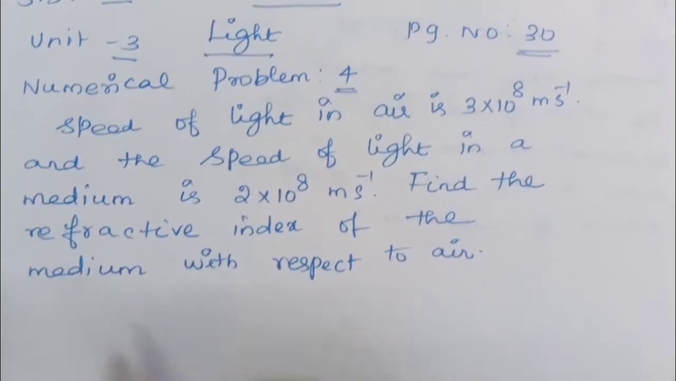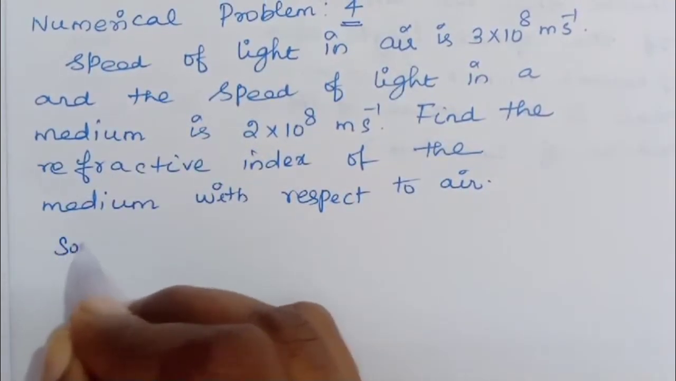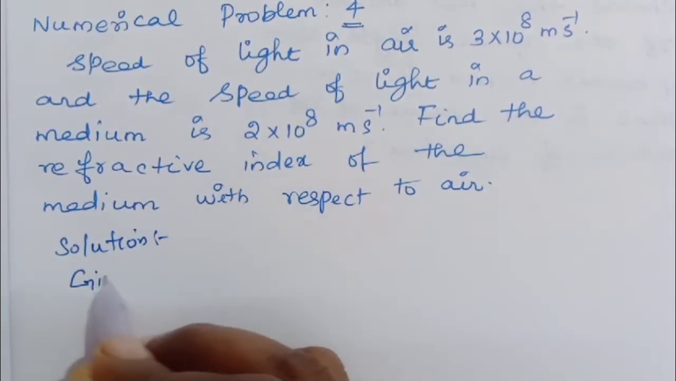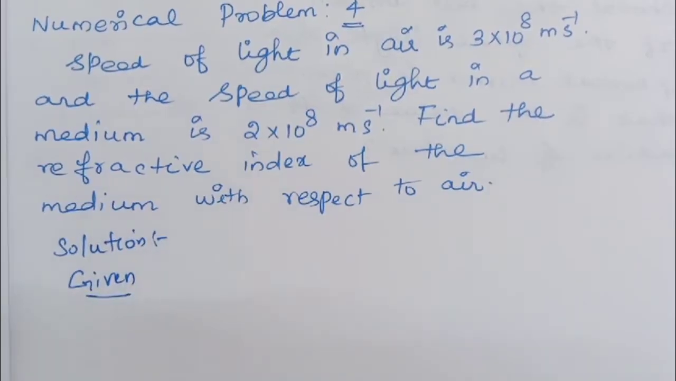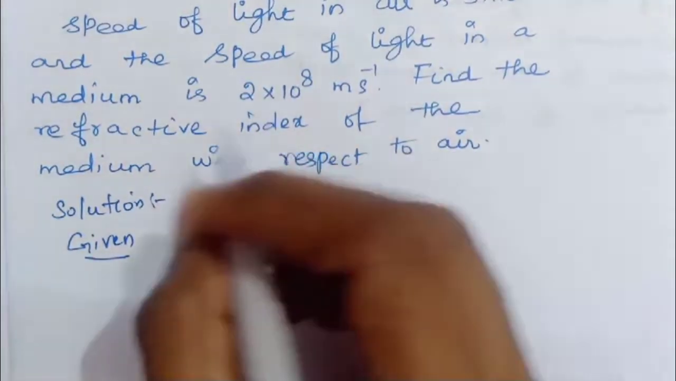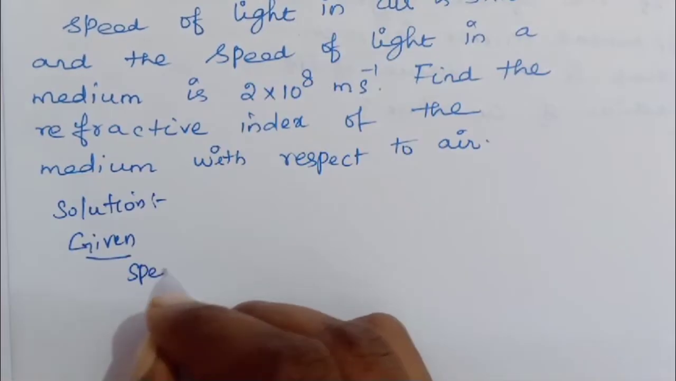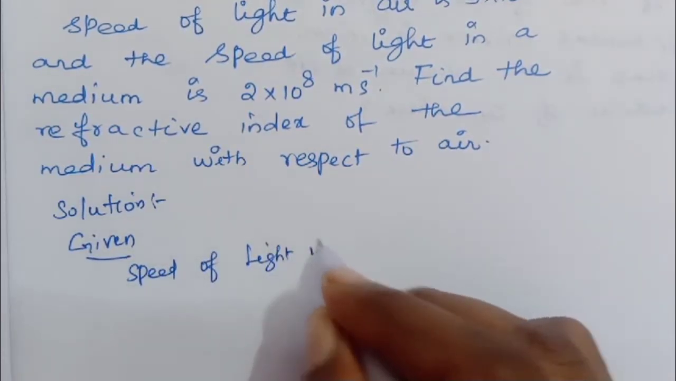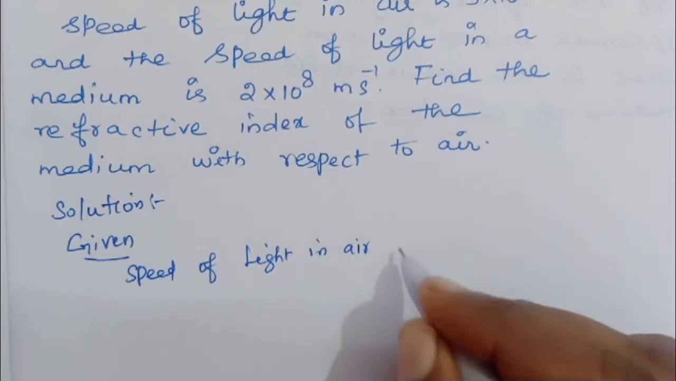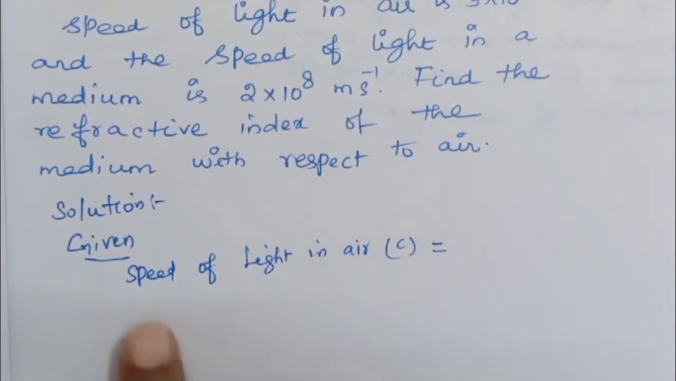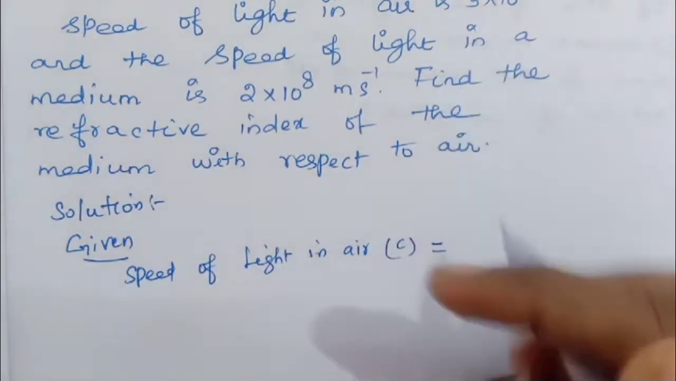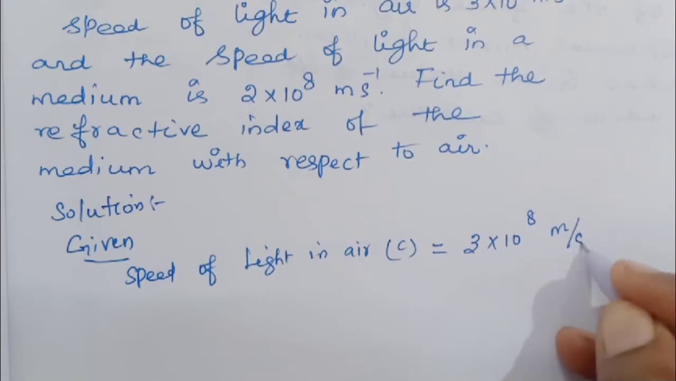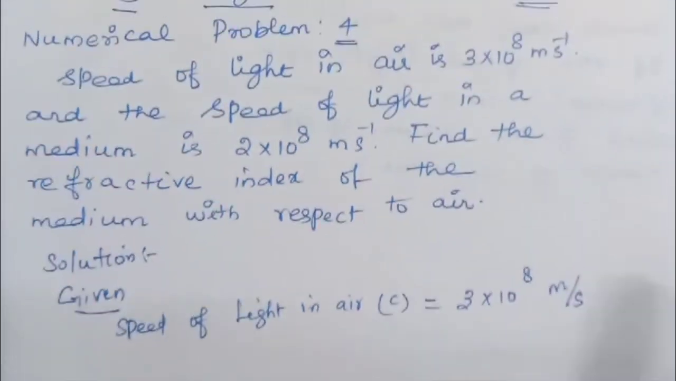Let me move on to the solution. The first term is given, which is nothing but the values given in the question. First, the speed of light in air, which we represent with the letter C. C is equal to 3 into 10 to the power 8 meter per second, or m s minus 1. Both are the same.